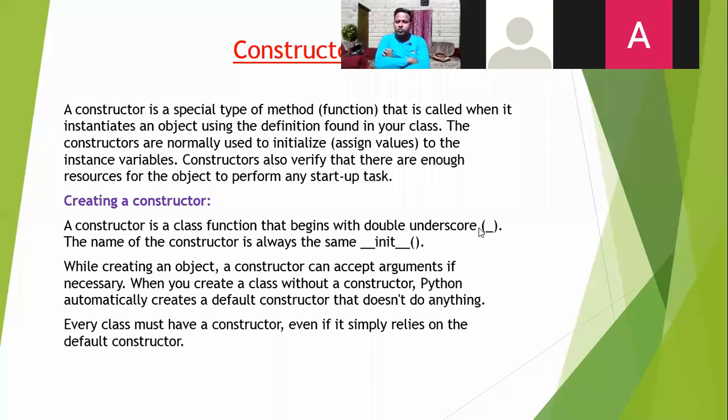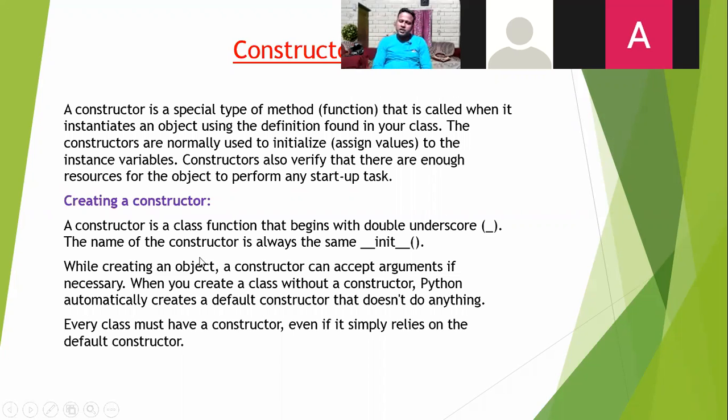The constructor is a special type of method which is used for initializing the member variable. Constructor name and class name is always same. The constructor is called when you are creating the object of class. The constructor is a class function that begins with double underscore.